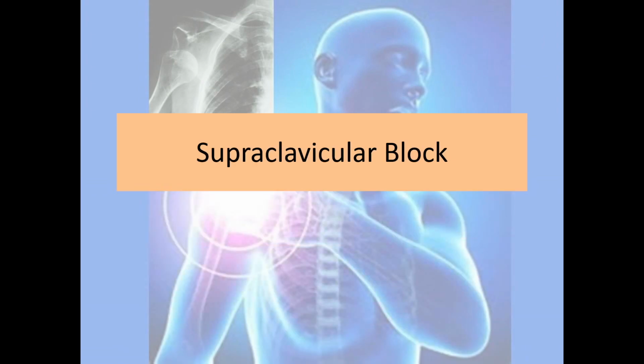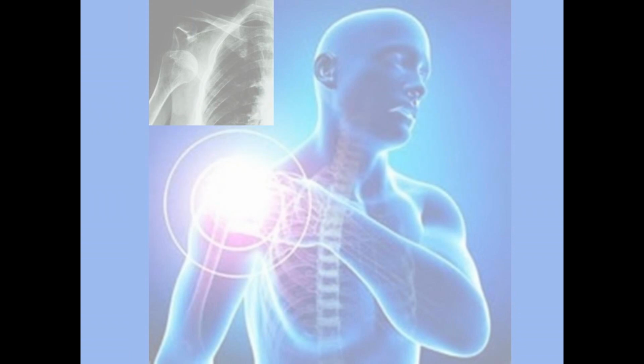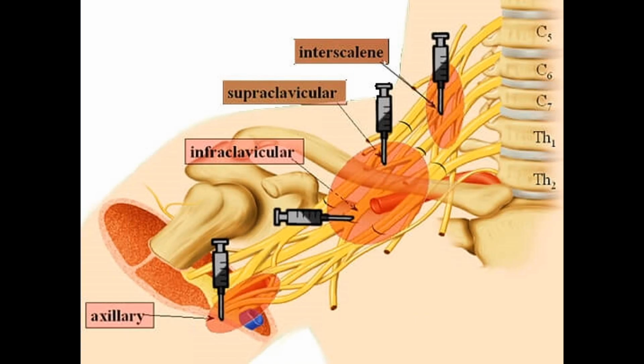Next, we move on to the supraclavicular block. For the supraclavicular block, we are aiming to infiltrate local anesthetic above the clavicle at the level of the trunks of the brachial plexus.